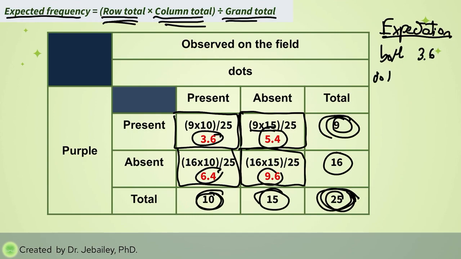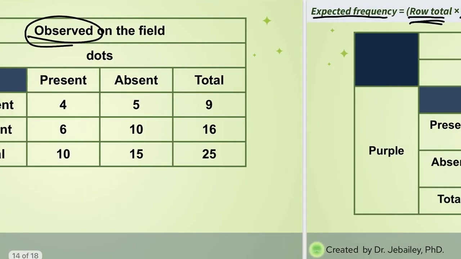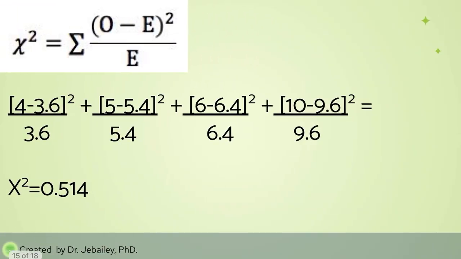When dots only are present, the expectation is, let's see, where's the dots present? It's 6.4. When there's only purple present, it's 5.4. And when they're both absent, it's 9.6. So I have calculated the expectation from where? From the observed ones. Now that I've done that, I have to apply them into the equation.